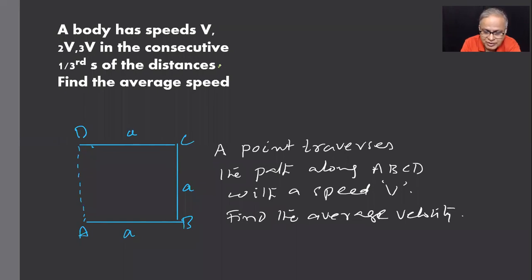If I divide my distance into equal intervals, equal spaces, s by n, s by n, s by n. Here, how did I divide it? It is s by 3, s by 3, s by 3, right? So what is my n here? 3. So V average equals 3 divided by 1/V1 plus 1/V2 plus 1/V3. Am I right? Yes, sir.